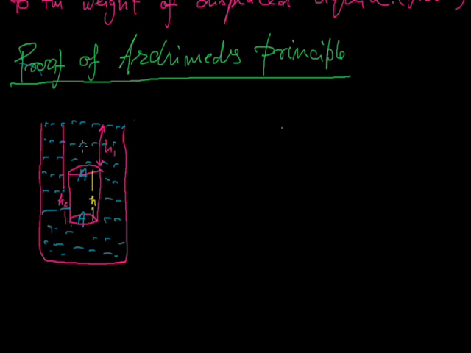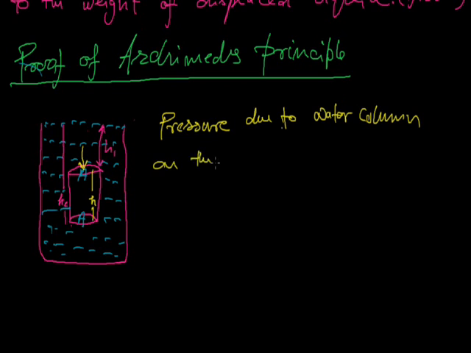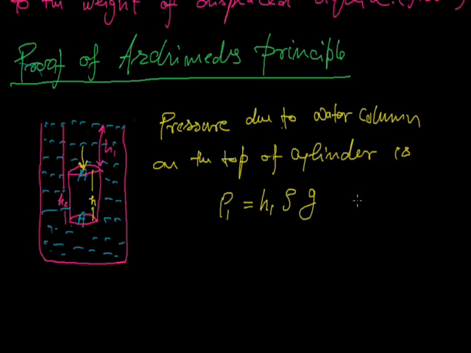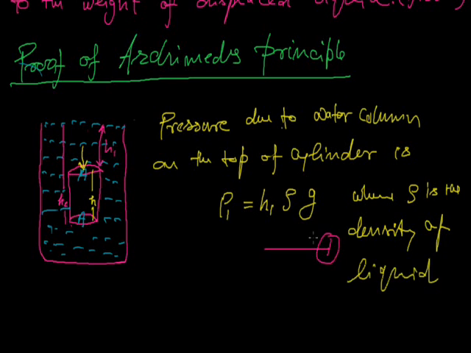Then the downward force, it means the force due to the water column on the top. Pressure due to water column: on top of the cylinder a water column of height h1 is formed. So the pressure on the top of the cylinder is P1 equal to h1 rho g, where rho is the density of the liquid. This is the first equation.